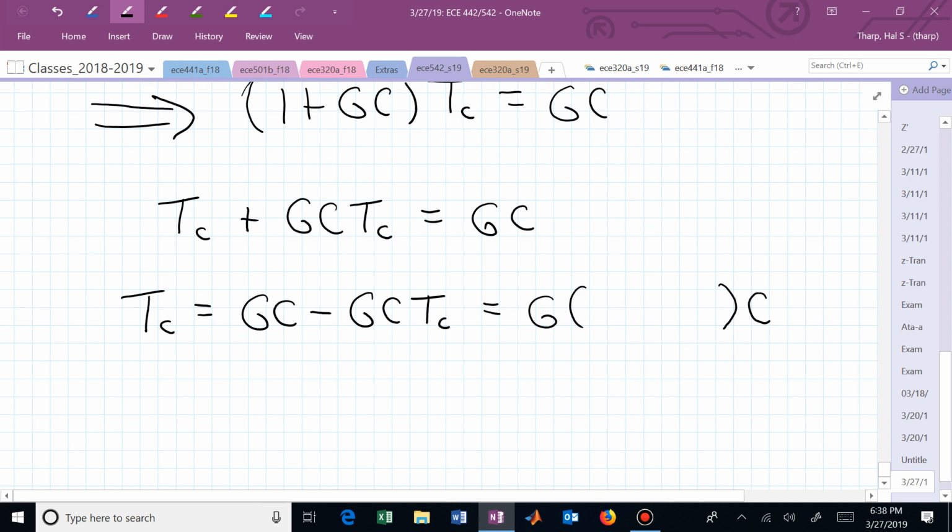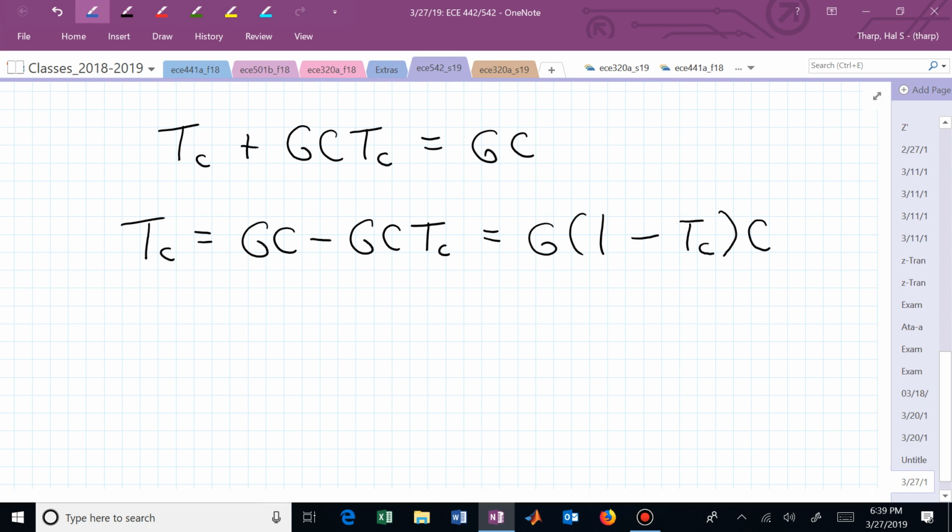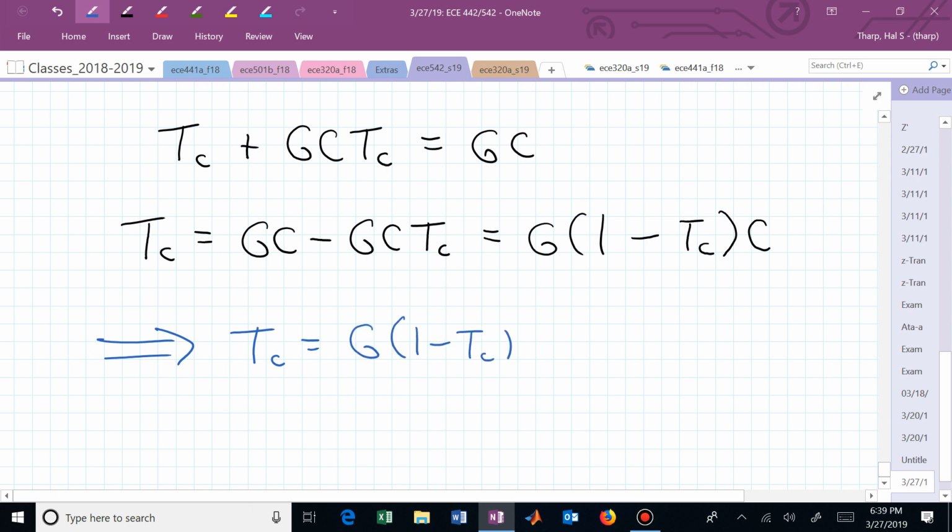And what do we have in the parentheses? We had a GC term, and we can get that by just including a 1 there. And then we had... okay with that? Now we have the relationship that we really are looking for. We now see that T sub C is G times 1 minus T sub C, C.